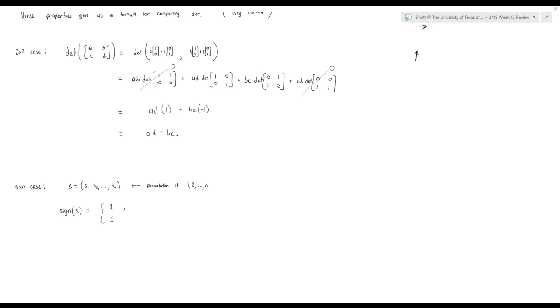Yeah, that's right, it's always 1 or -1. So what the sign of a permutation refers to is the number of swaps that you need to get it back into the natural order. So if it requires an even number of swaps to change it back to the natural order, then the sign will be +1.